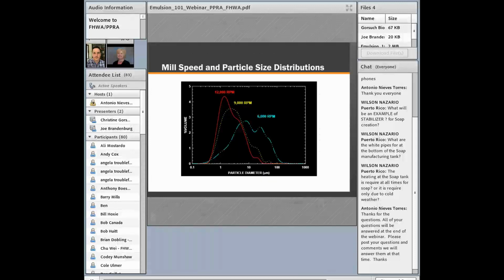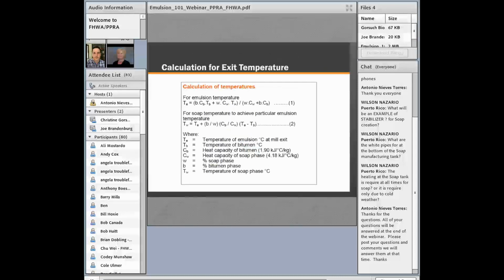The worst thing that you can have, and I'm going to go back, is a particle size distribution like the blue. That's kind of a bad day. That means that you have sieve in your emulsion, you probably have viscosity issues, you probably have quality and performance issues, and really what you want to see is that nice tight bell curve in the red.